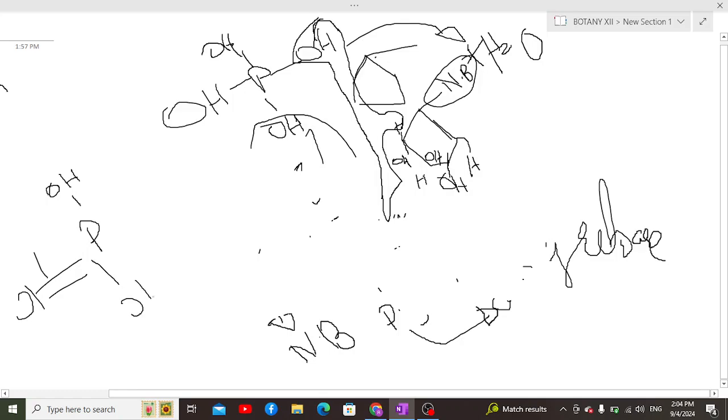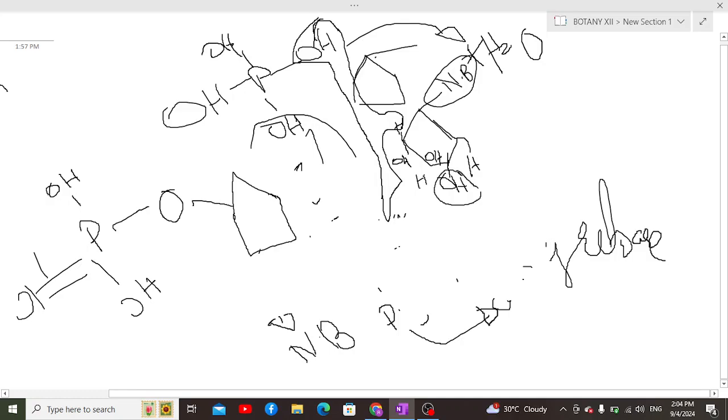On the bottom side there is OH. On the right hand side we have a bond formed of phosphate group with the fifth carbon, which is known as the phosphodiester bond. We're going to discuss that as well, how this phosphodiester bond is formed.